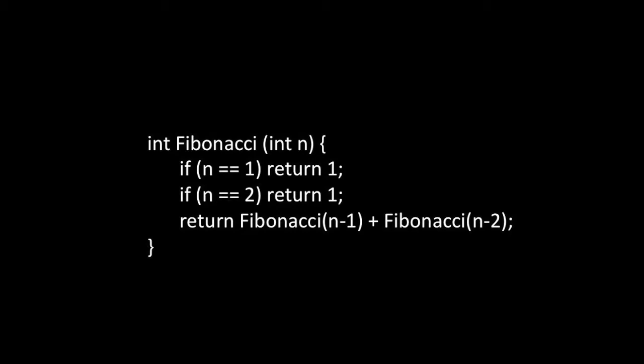If n is equal to 1, return 1. If n is equal to 2, return 1. And otherwise return Fibonacci of n minus 1 plus Fibonacci of n minus 2. Here we go. We have a very elegant design that sticks perfectly to the definition of Fibonacci numbers. This is a recursive approach because the calls by a method to itself are necessary to obtain the final result.